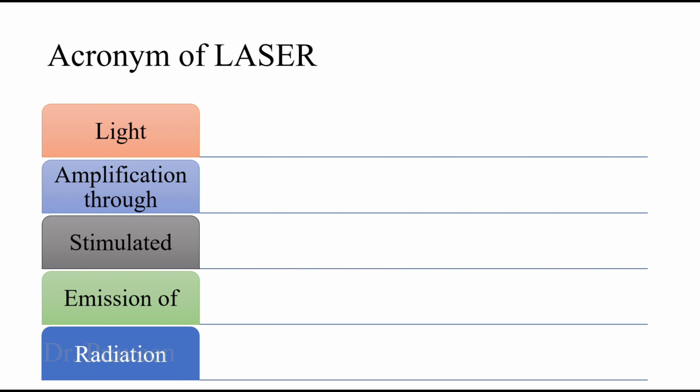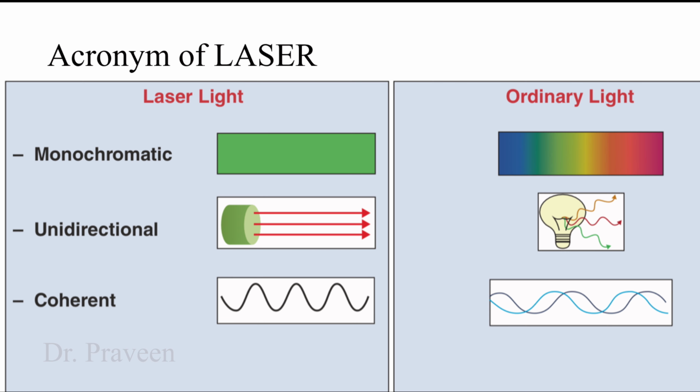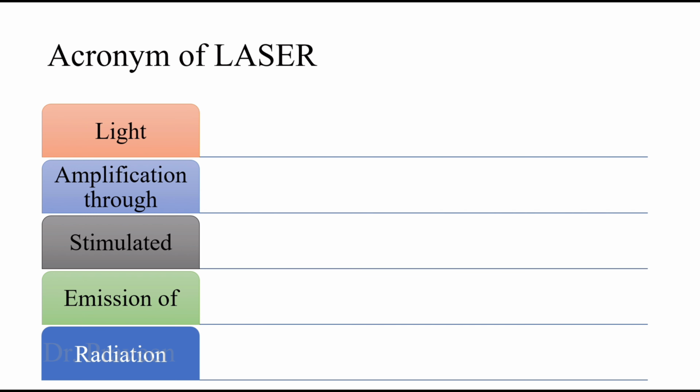In a normal light, usually the wavelength will be different. Each ray has a different wavelength. That is not the case with the laser. All the waves have a similar wavelength and it is monochromatic, and hence there is very little scattering of the rays. So this is the difference between the laser and the normal light.